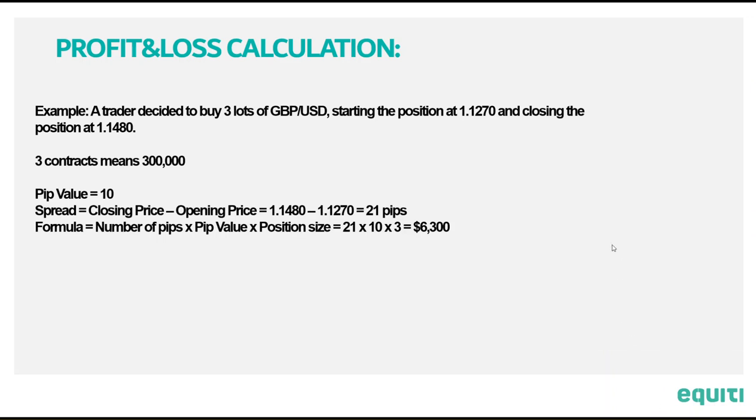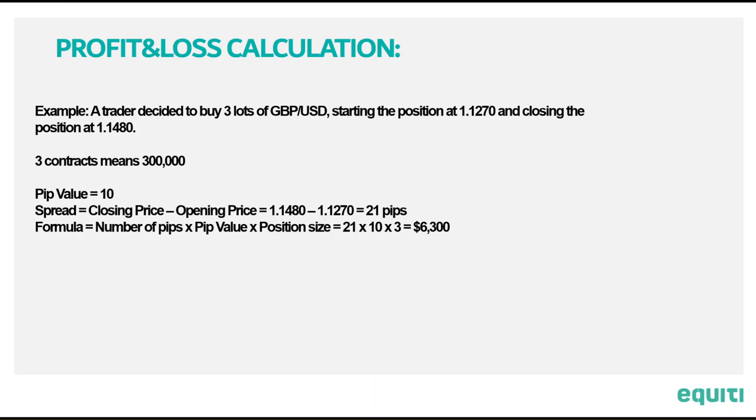So finally, I would like to discuss with you guys the profit and loss calculation. A trader decided to buy 3 lots of the GBP/USD pair, which, as I previously mentioned, is the British pound against the US dollar, opening the position at 1.1270 and closing the position at 1.1480. So it's definitely a buy position.